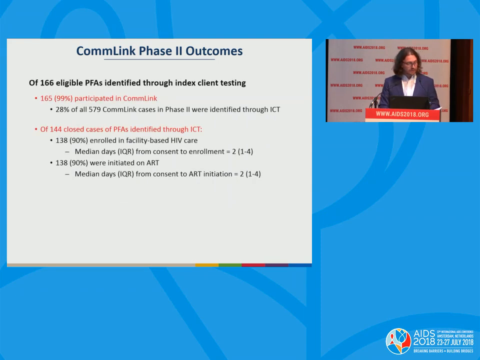So there were a total of 166 eligible clients identified through index client testing, and 99% of those consented to and chose to participate in the program, which represents 28% of all Commlink cases during phase 2. Of 144 closed cases that were available for analysis at the time, 90% enrolled in HIV care in a median of 2 days, and 90% were initiated on ART in a median of 2 days.